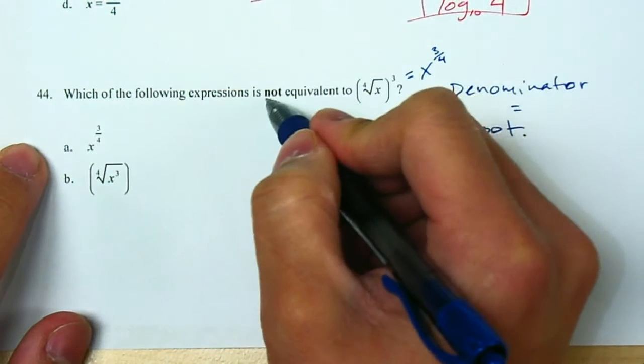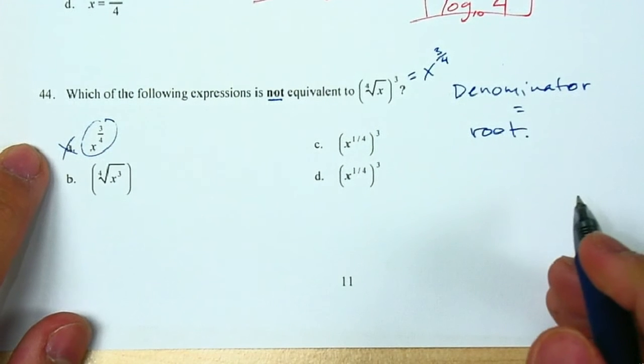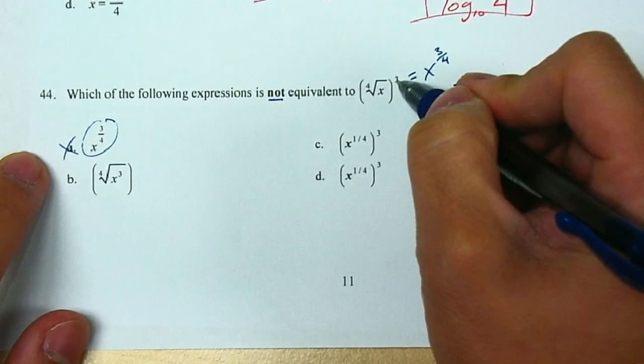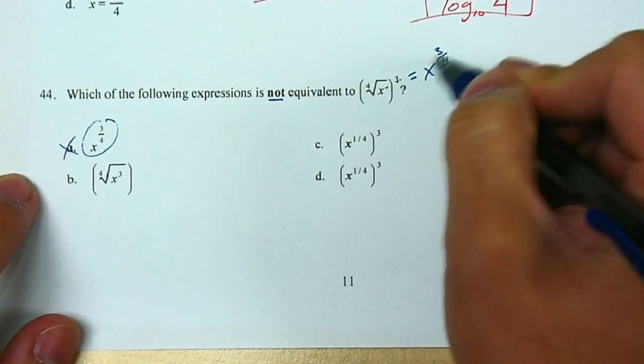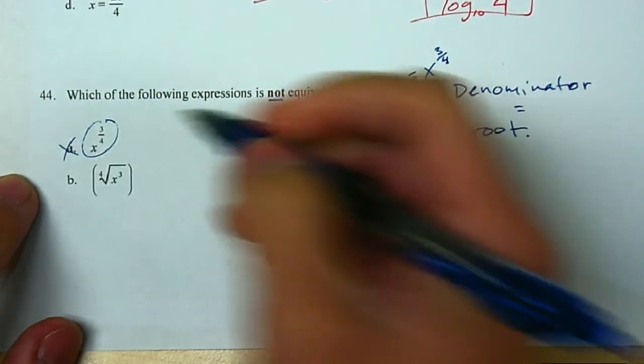So it's asking though which is not equivalent. So this is actually equivalent. So that's not it. What else do we know is it doesn't matter if the 3 is on the inside or the outside. It doesn't matter if I do to the third power first or the fourth root first. It'll give you the same answer. So this one's equivalent also.